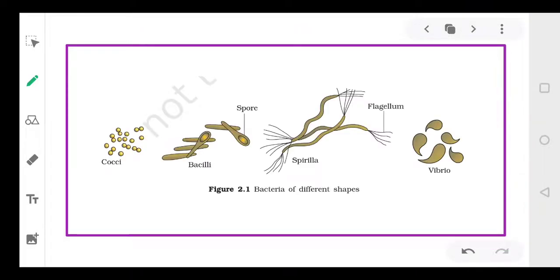Let's look at the diagrams. You see, they are spherical in shape, cocci. They are rod shaped, that is bacillus. They are spiral, that is called spirillum. And comma shaped, that is vibrio. So bacteria can be grouped into 4 categories depending upon their shape.